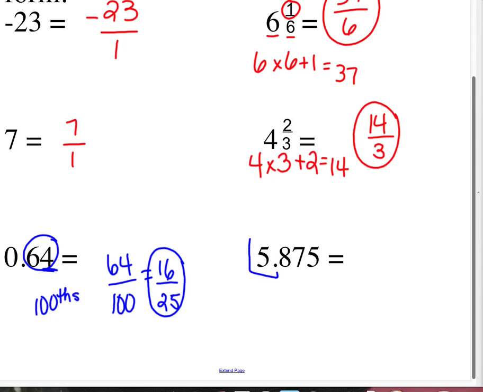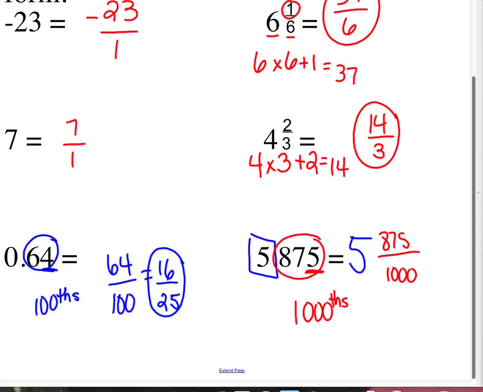Well, I see a whole number of 5 here. Leave that guy as a whole number. Now, let's look at the decimal portion, this 0.875. Let's look at this. What place value is that 5 in? Do you remember? I have to think back to the days when you were learning your place value chart. That's the thousandths place. So I'm going to say that this is 5 and 875 over 1,000, which simplifies down to 5 7/8.